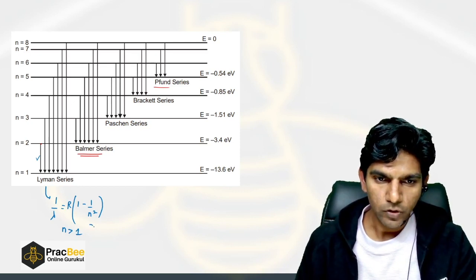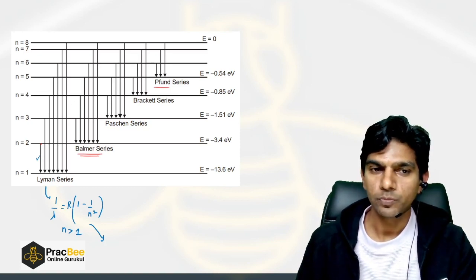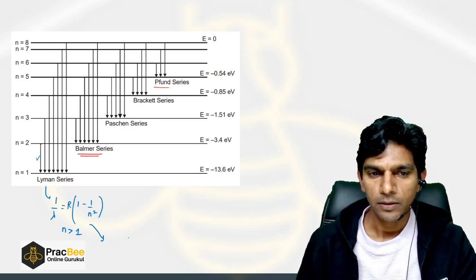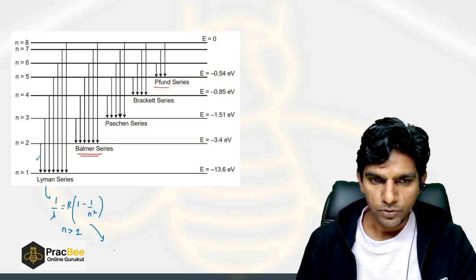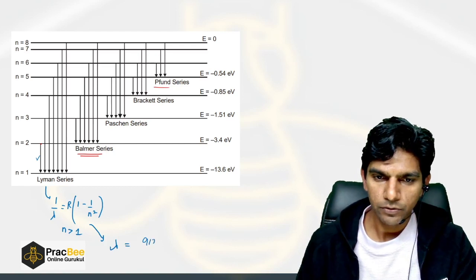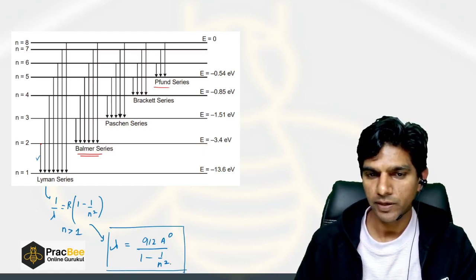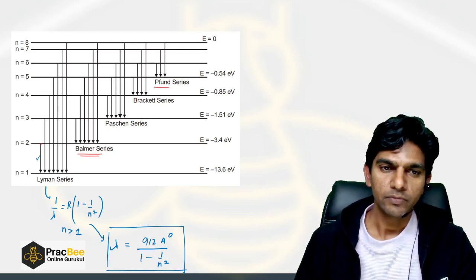And there is one more formula you can remember. If I substitute R, the Rydberg constant, which is 10 raised to power 7 meter inverse, and simplify, I will get 912 angstrom divided by (1 minus 1 by n square). So you can remember this formula if you want an approximation, right? You can use this to get some approximated value of the wavelength.